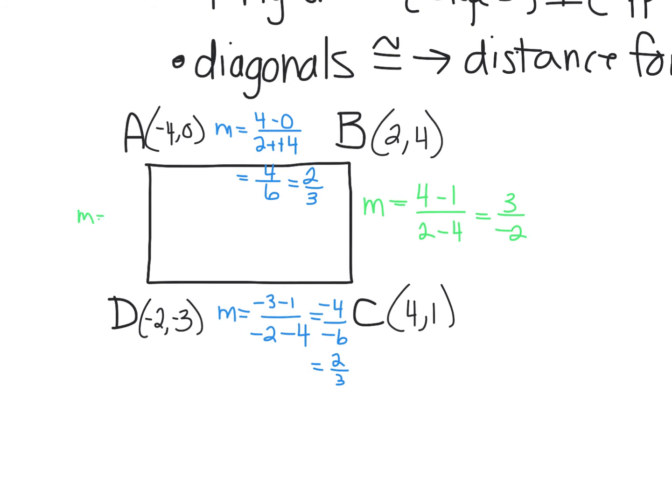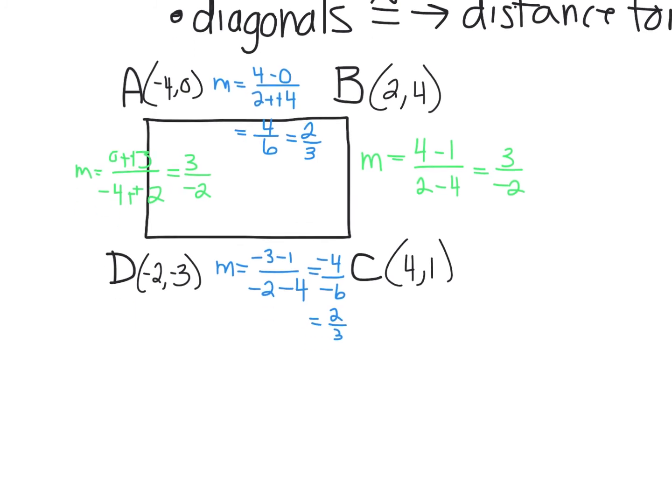Okay, slope on this side. 0 minus -3. Just be careful with your negatives and subtracting negatives. -4 minus -2. This is going to equal 3 over -2. All right, so believe it or not, what I've just done is I've shown that it's a parallelogram, and I'm going to write that over here. I will say ABCD is a parallelogram because both pairs of opposite sides are parallel.